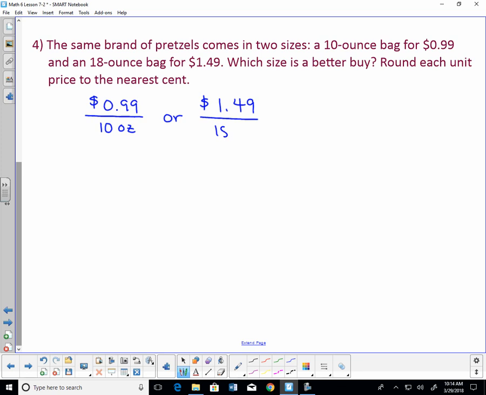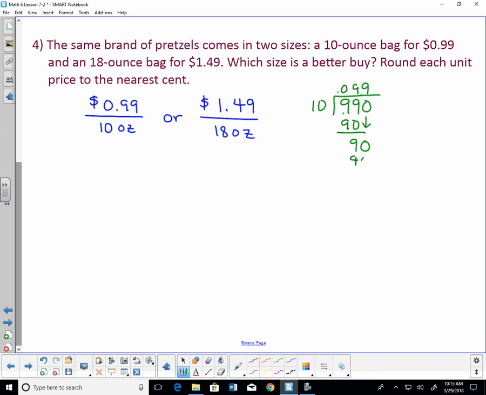So let's compare these. Well, if we take 99 cents and divide that by 10, that will go in 9 times. That's 90 cents. Annex another 0 because we need to round to the nearest cent. And to round to the nearest cent, we have to go out one place value further than the hundredths place. So we need to divide it out to the thousandths place to round back to the hundredths place. 10 will go into 90 9 times. 9 times 10 is 90.